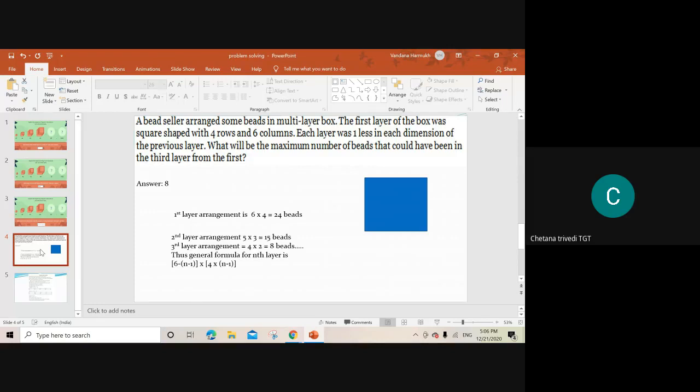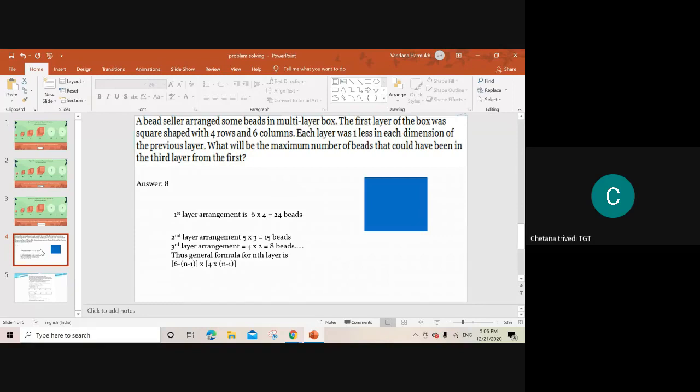The multi-layer box is divided into 4 rows and 6 columns. So the first layer will have 24 beads, 6 multiplied by 4. As given in the question, each layer was 1 less in each dimension of the previous layer. So the second layer arrangement will be 5 multiplied by 3, so there will be 15 beads we can put in the multi-layer box.